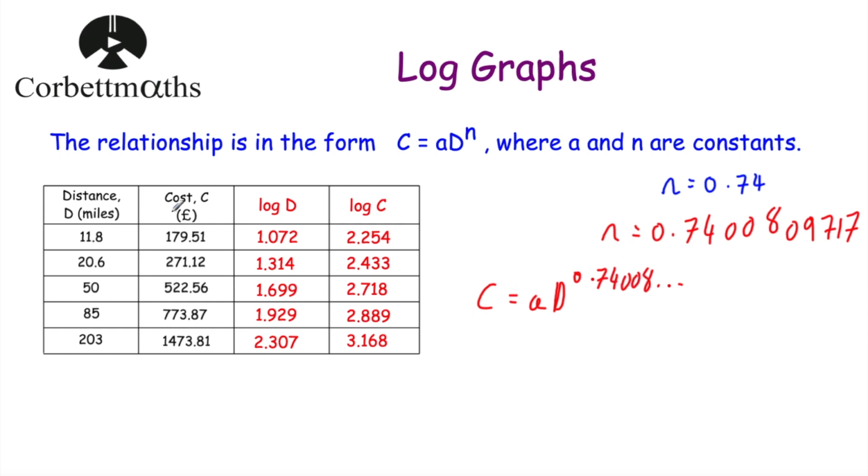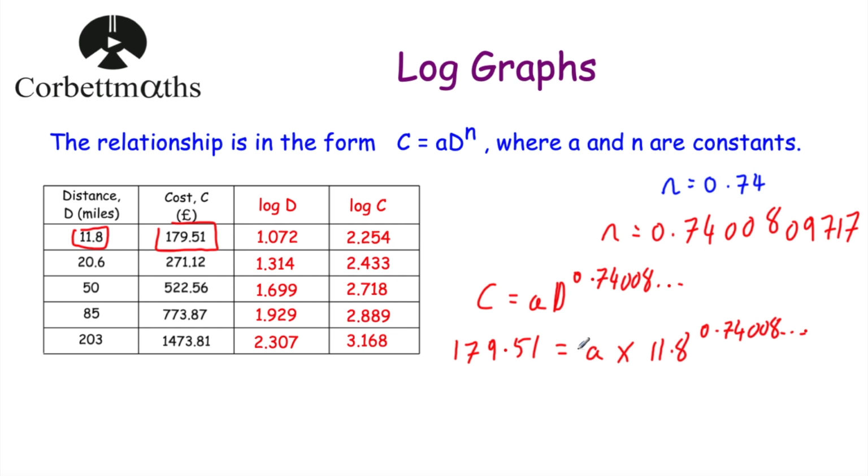Now what I'm going to do is choose a pair of values for c and d. So I'm just going to go up to the table and choose the first pair of values. So d is equal to 11.8 and c is equal to 179.51. So let's substitute those values into this. So instead of c, we've got 179.51 is equal to a multiplied by d, which is 11.8 to the power of 0.74008, and so on.